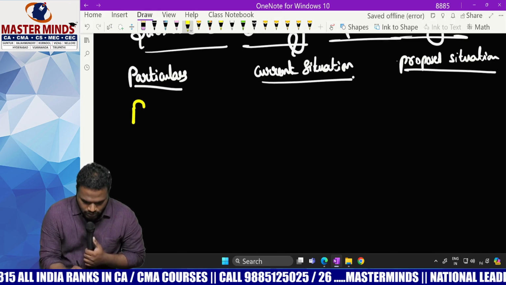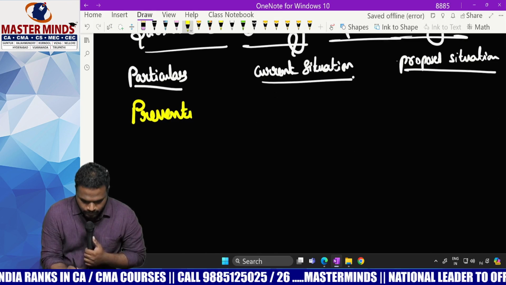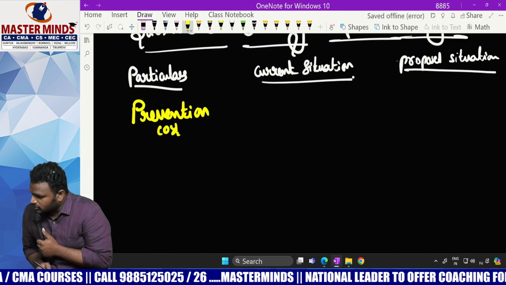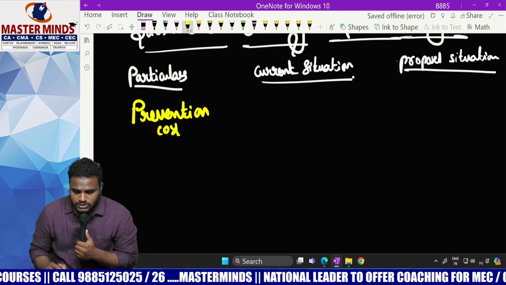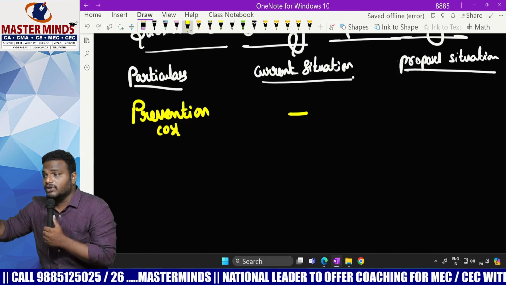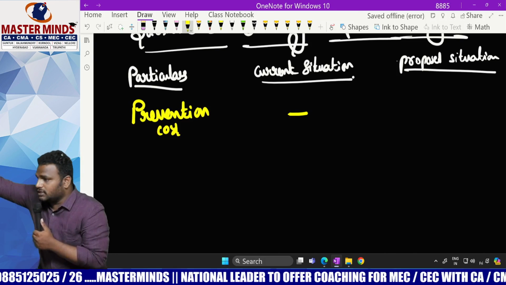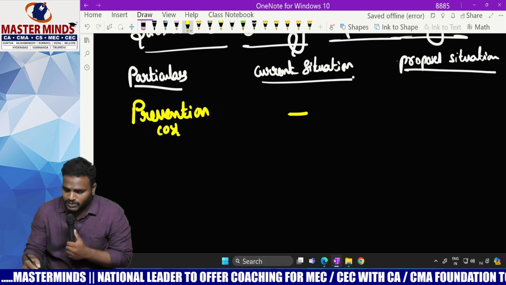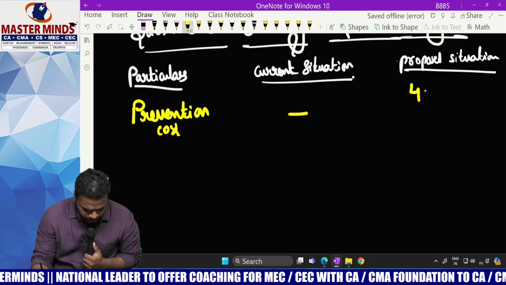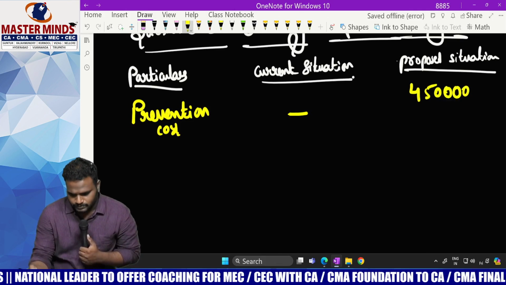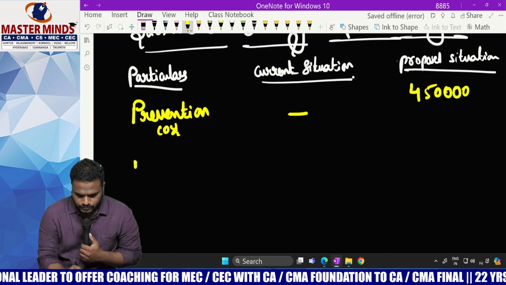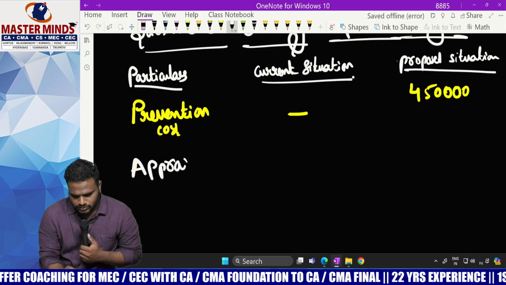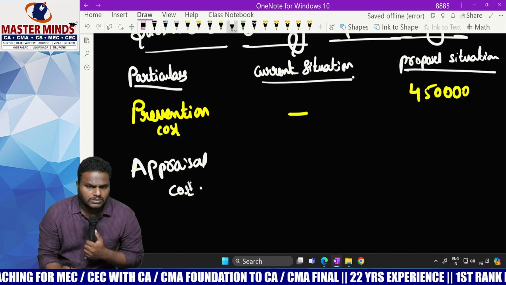Come to here. What is the first cost? Prevention cost. Do we incur in current situation any prevention cost? No. But in proposed situation, you are giving the training to the workers, right? The training is a prevention or appraisal? Prevention. How much of the cost incurred for the training? 4 lakh. Next. What is the next cost? Anybody have any doubt? No.